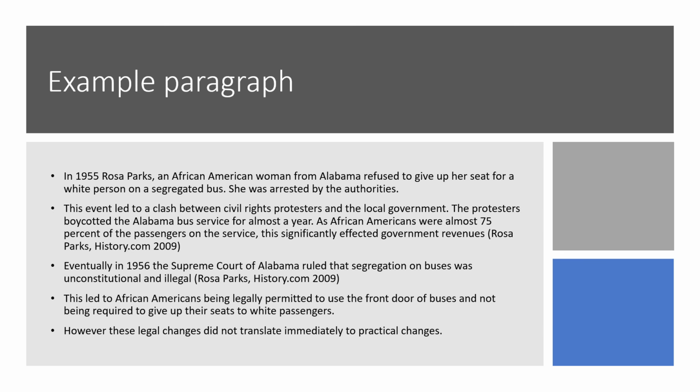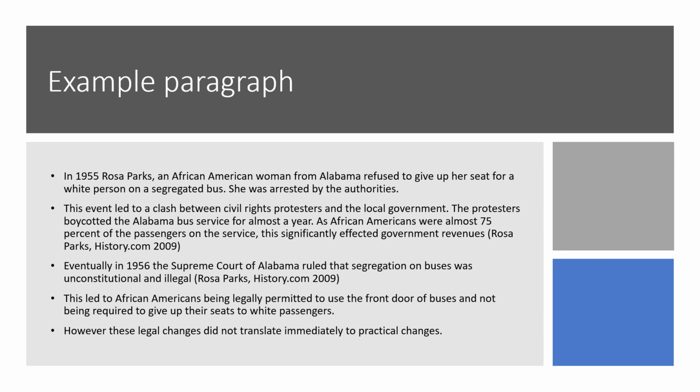Basically, you describe the event first. In 1955, Rosa Parks, an African-American woman from Alabama, refused to give up her seat for a white person on a segregated bus. She was arrested by the authorities. This event led to a clash between civil rights protesters and the local government. The protesters boycotted the Alabama bus service for almost a year. As African Americans were almost 75% of the passengers on the service, this significantly affected government revenues. That's the interaction of the groups.